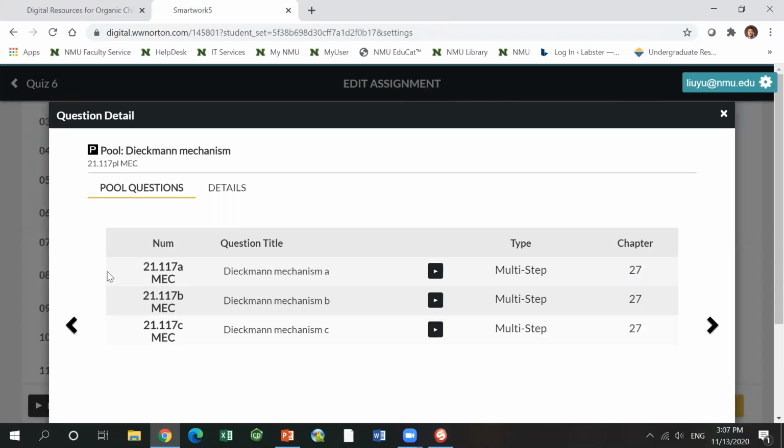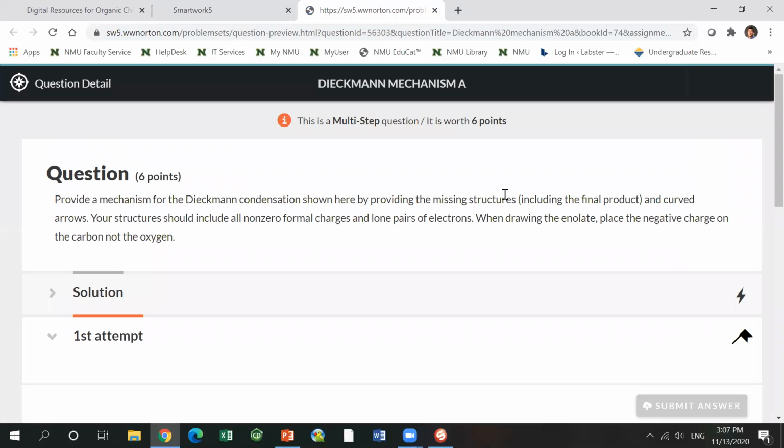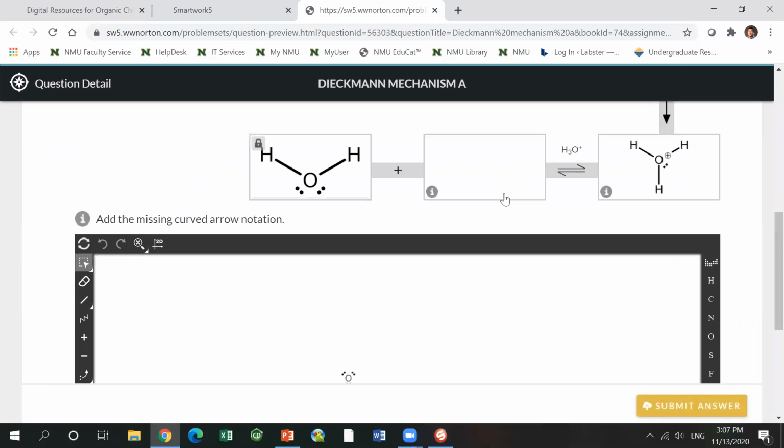Question 8 is probably the most difficult question. In quiz 6, the Dieckmann condensation, a lot of students drew the wrong step or missed some things.